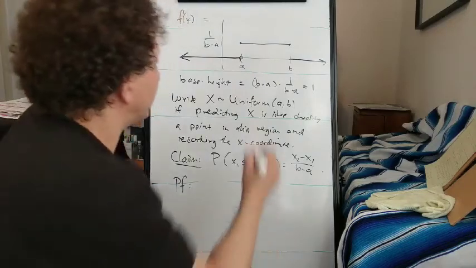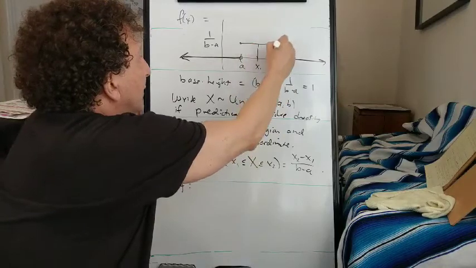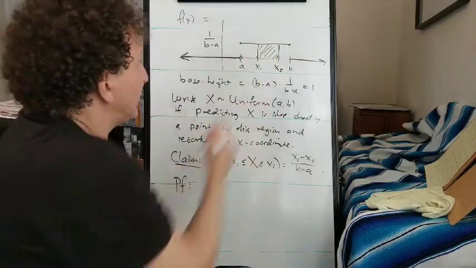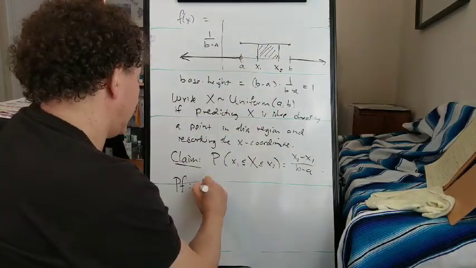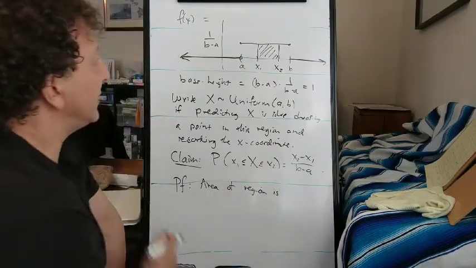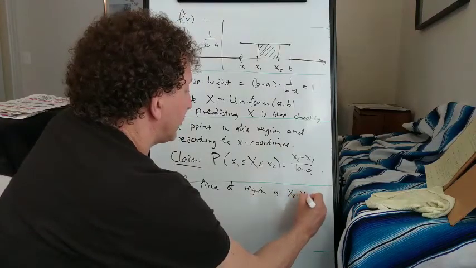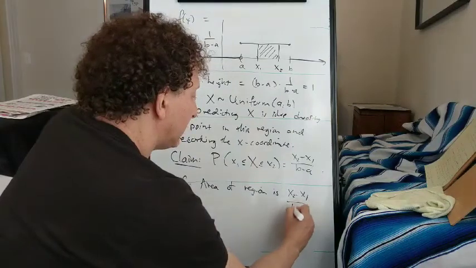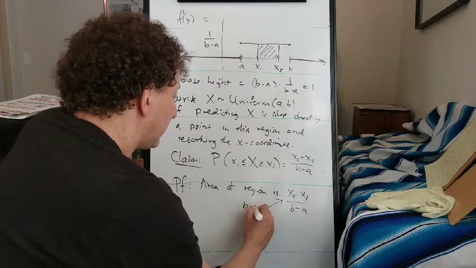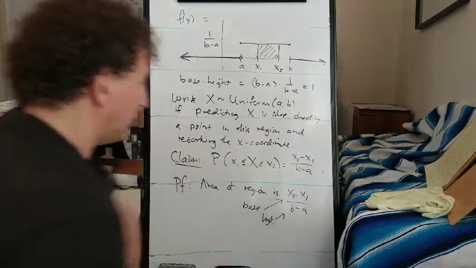So we can pretty much draw the proof. If this is x1 and this is x2, we're looking for the area of this region over the area of the whole region, which is 1. So just the area of this region. And the area is base times height, which is x2 minus x1 times height, 1 over b minus a. So that's all there is.